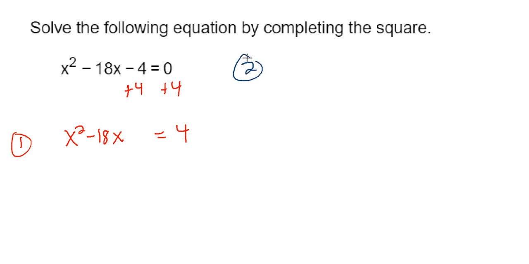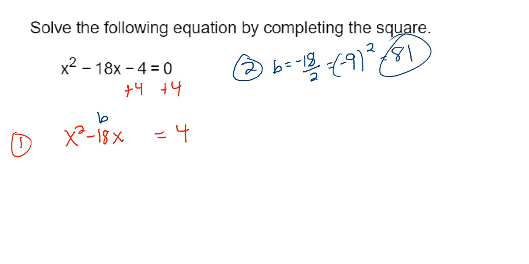So step 2, we're going to take b, which is negative 18. And we have to do 2 little things to it. We have to divide it by 2. So we get negative 9. And then we're going to square that. And so we get positive 81. That's the magic number that we need to add to the expression on the left-hand side so that it will factor as a perfect square. So 81 is what I want to add to the left-hand side of this equation.